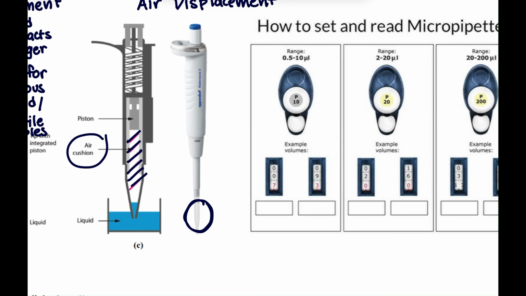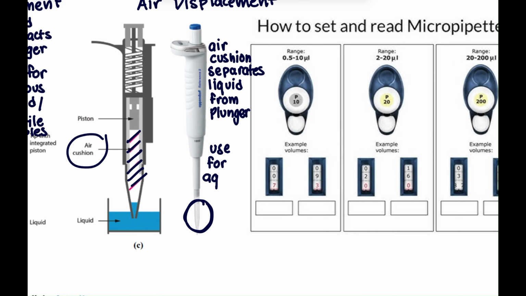So I'll write over here, an air cushion separates the liquid from the plunger. And you want to use this for aqueous solutions.